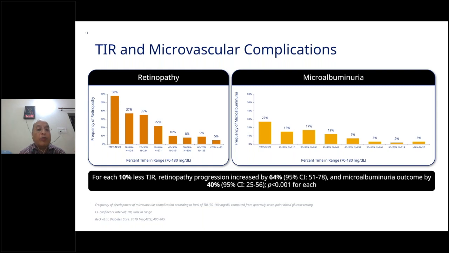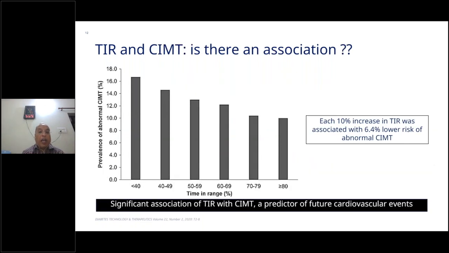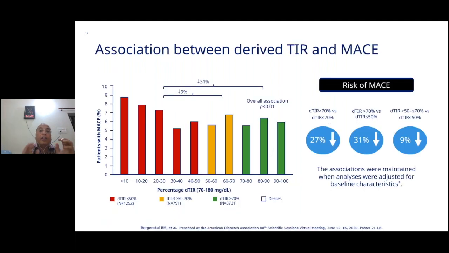Now, if we see the relationship between time in range and microvascular complication, again, this is a recent publication in Diabetes Care 2019, where it has been shown that for each 10% decrement in time in range, retinopathy increases by 64% and microalbuminuria changes by 40%, and this is highly statistically significant. So as we move from 70 to 60% or 60 to 50%, there is increased chance of progression of retinopathy and nephropathy.